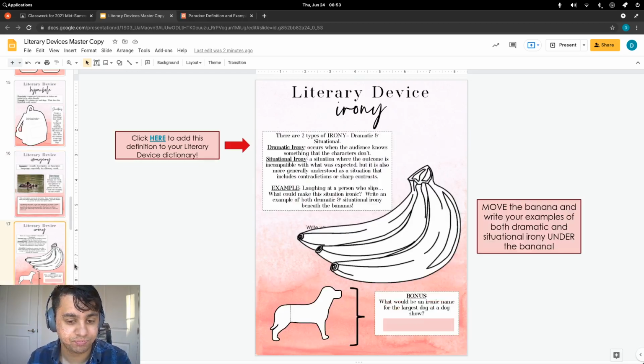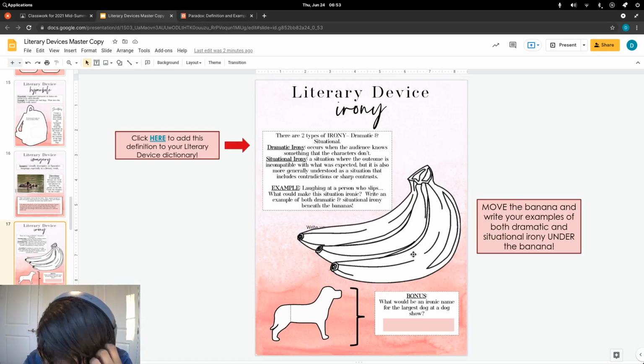All right, literary devices, irony. There's two types of irony that we're going to talk about. There's actually more than just two, but we're going to talk about two. And that's dramatic irony, which occurs when an audience knows something that a character doesn't. And then there's situational irony, which is the outcome of when you expect something and then something completely different happens.